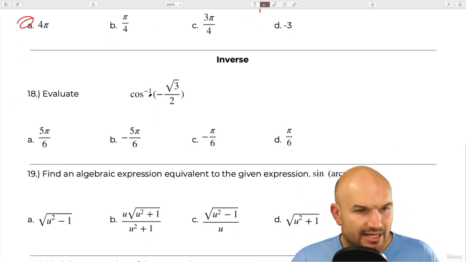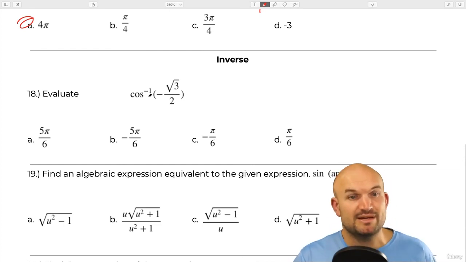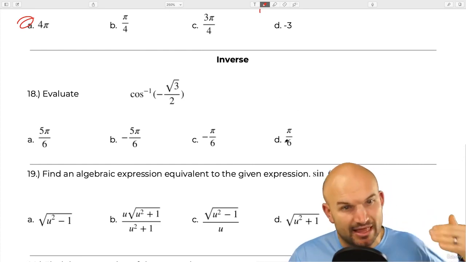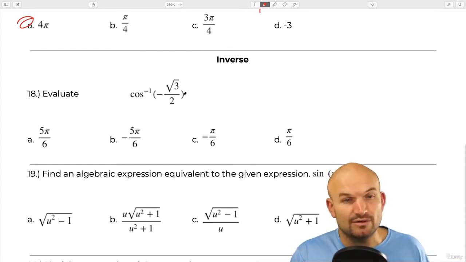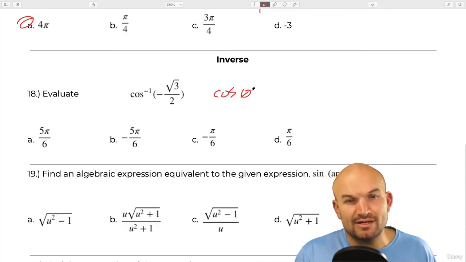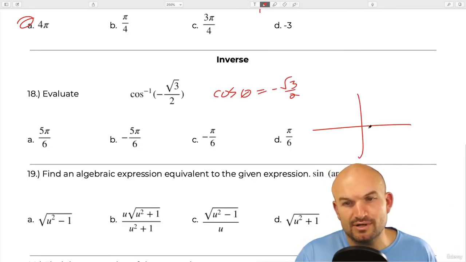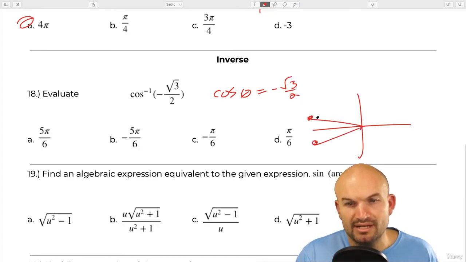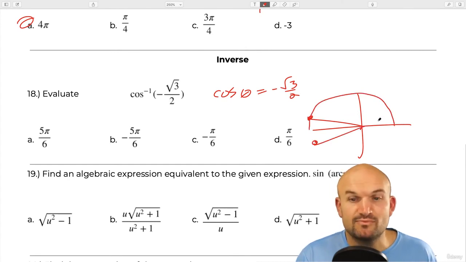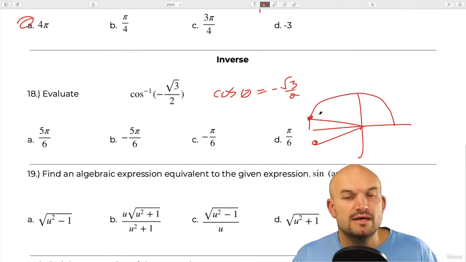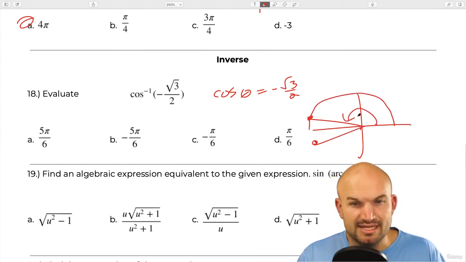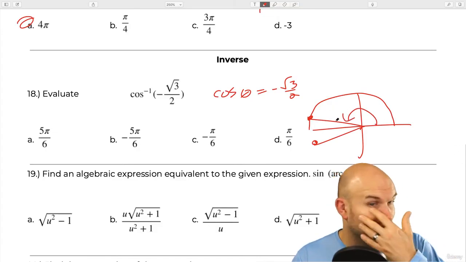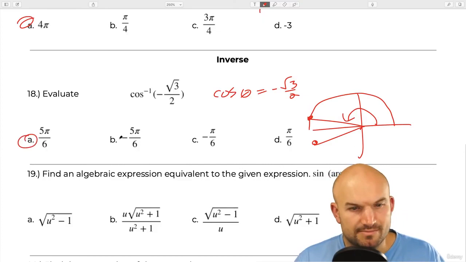18 is going to be evaluate. So again, we need to make sure that we understand when we're trying to evaluate cosine inverse, we're looking for the angle. Again, this is cosine of what angle equals a negative square root of 3 over 2. Well, there's only 2 angles that work. That is going to be here and here. But the restriction of cosine is within the first and the second quadrant, which means it's going to be this angle, which has to remain. They can't do the negative angle. It has to be the positive angle. So that's going to be 5 pi over 6.